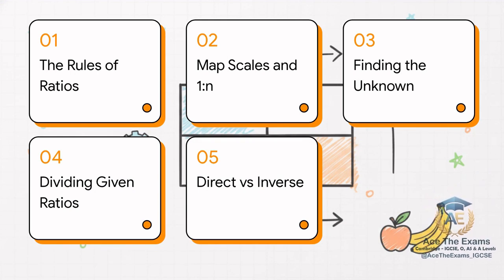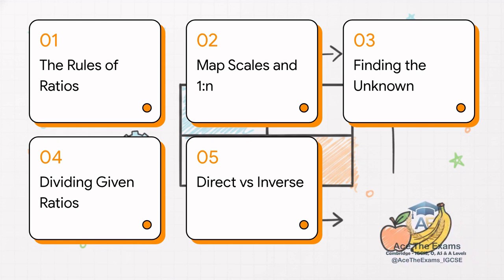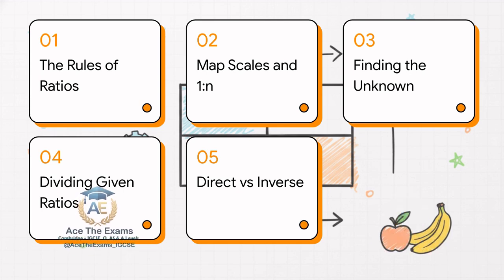Okay, let's look at our excavation plan for today. We are breaking this down into 5 core areas. First, the rules of ratios. Second, map scales and the 1 to n format. Third, finding the unknown quantity. Fourth, dividing by given ratios. And finally, number 5, direct versus inverse proportion. We'll be moving from foundational simplification all the way through to the tricky terrain of inverse proportion.